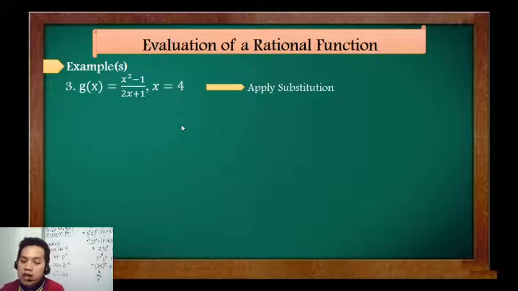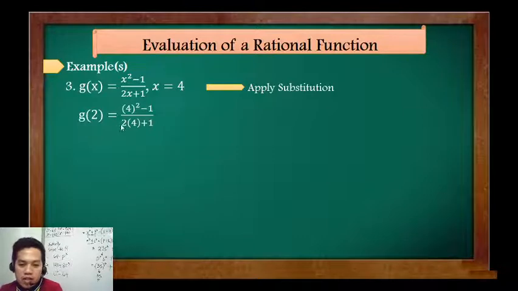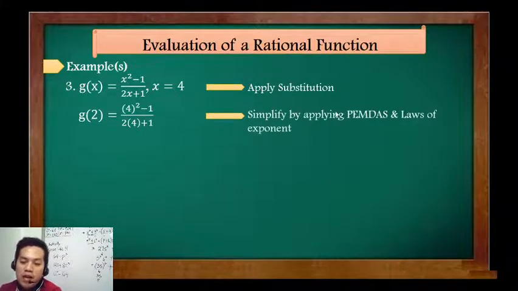So, substitute the value of x, which is 4, to the given function. So, we have g of x is equal to, so we have g of 4. This is g of 4 is equal to 4 squared minus 1 over 2 times 4 plus 1. Okay? So, then after ani, we need to simplify by using or applying PEMDAS rule and laws of exponent.